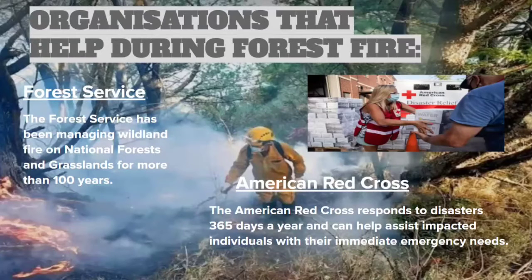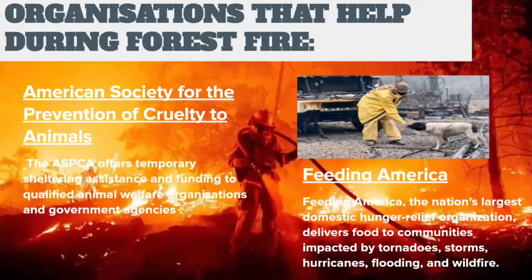The second one is the American Red Cross. It responds to disasters 365 days a year and can help assist impacted individuals with their immediate emergency needs. And the third one is the American Society for the Prevention of Cruelty to Animals. It offers temporary sheltering assistance and funding to qualified animal welfare organizations and government agencies.